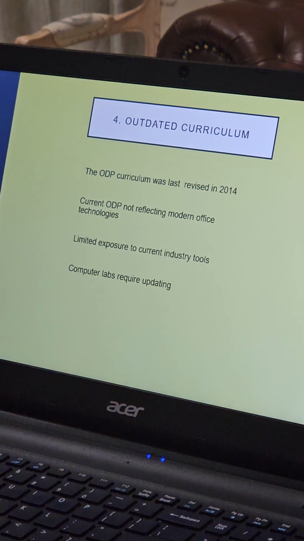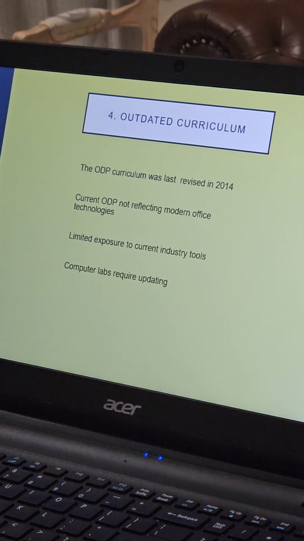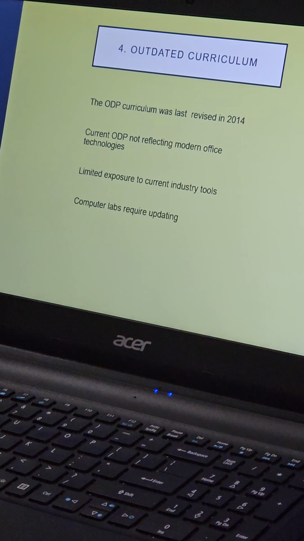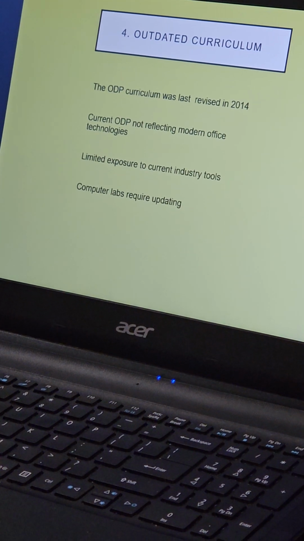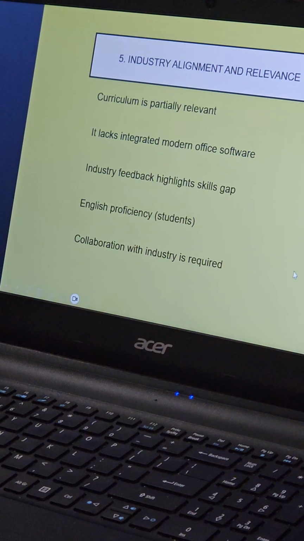Limited exposure to current industry tools will be a challenge as well, because now our computers are still outdated. They have the old curriculum software which doesn't align with the new curriculum requirements. Computer labs require updating because they're outdated as well.